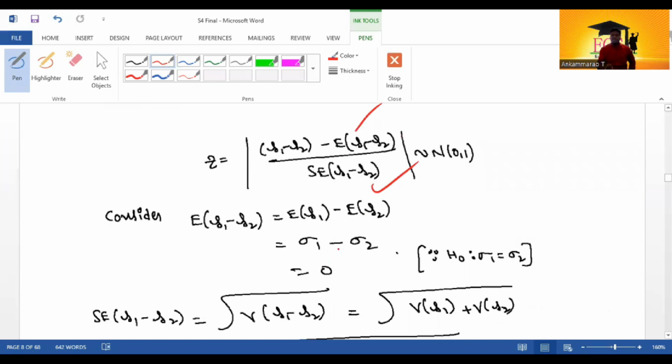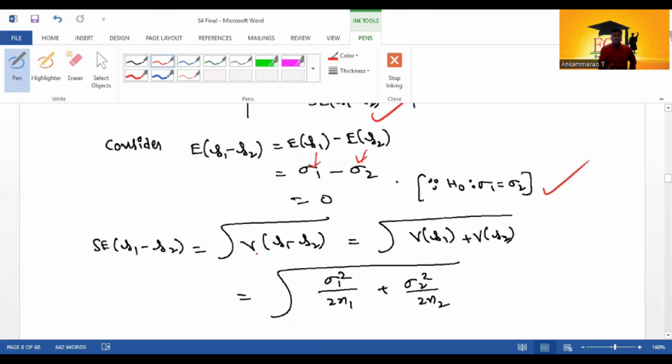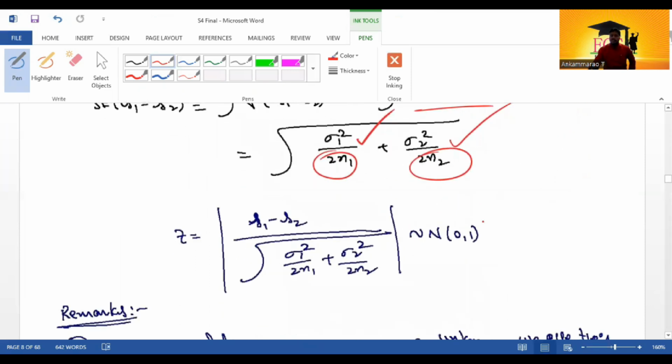First we consider the numerator. The expectation of s1 minus s2 equal to expectation of s1 minus expectation of s2. It is sigma 1, it is sigma 2. Sigma 1 minus sigma 2 equal to 0. Standard error of s1 minus s2 equal to under root of variance of s1 plus variance of s2. Variance of s1 is sigma 1 square by 2n1, variance of s2 is sigma 2 square by 2n2. Here it is 2n1 and 2n2; this is the change. In the previous question there was no 2 in the denominator, but here there is a 2. So the test statistic Z equal to s1 minus s2 divided by under root of sigma 1 square by 2n1 plus sigma 2 square by 2n2 follows N of 0, 1.